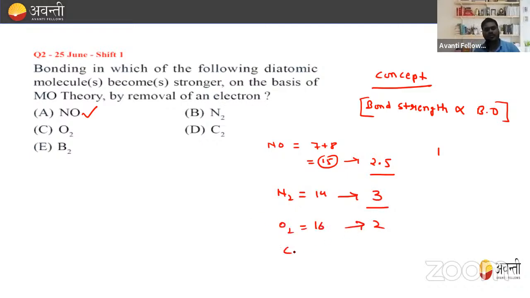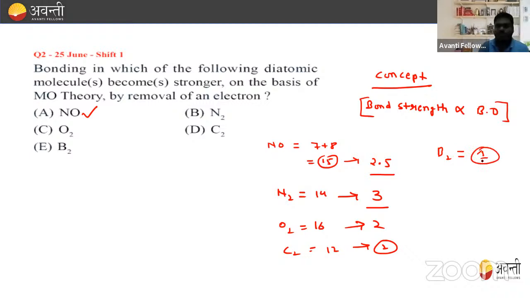For O2, 16 electrons, the bond order is 2. For C2, it will be 12. For 10 it will be 1, for 11 it will be 1.5, and for 12 it is 2. So this is for C2. Now for B2, that is boron. Boron has 5, so 10 electrons, and this is for a bond order of 1.